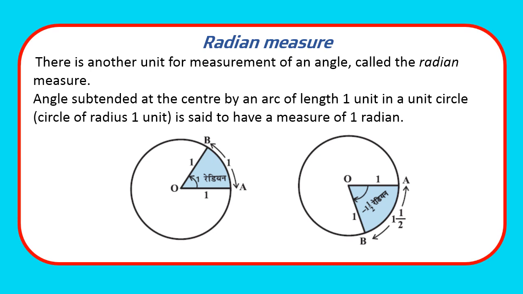Clear? So radian means what? We have a circle of unit radius and the length of the arc, then the angle subtended by the arc. If the length is 1 unit, then the angle will be 1 radian. If the length is 5 units, it will be 5 radians. Clear? So pause and note down the points.